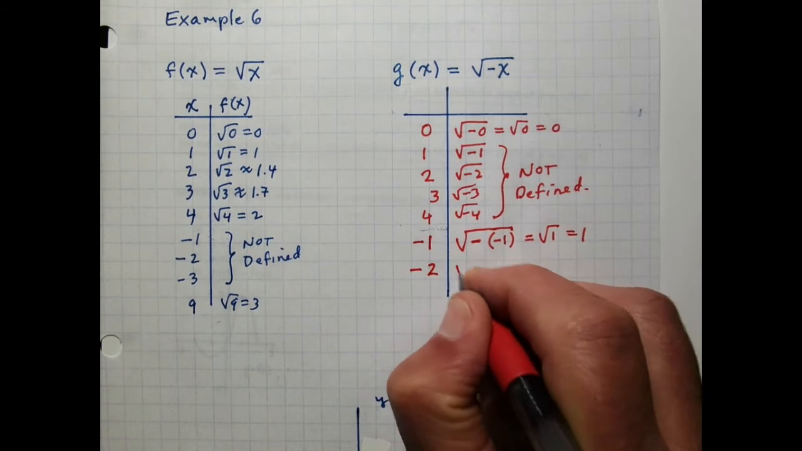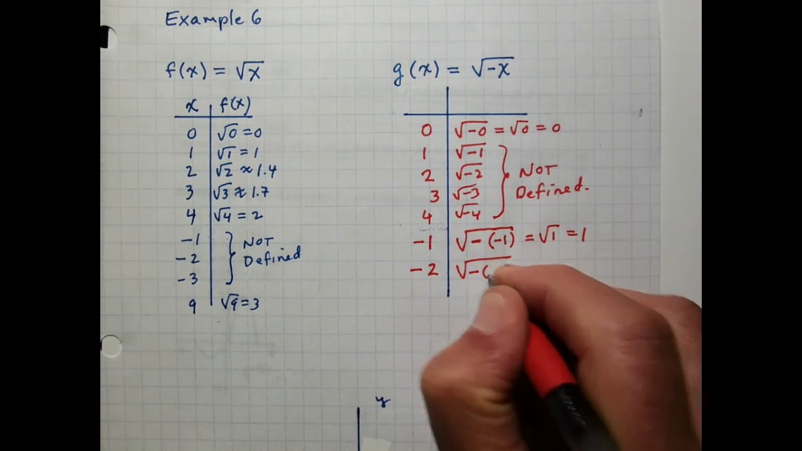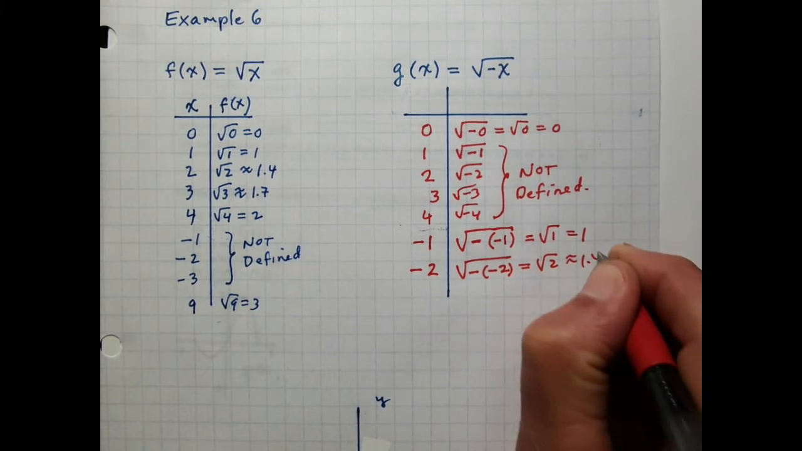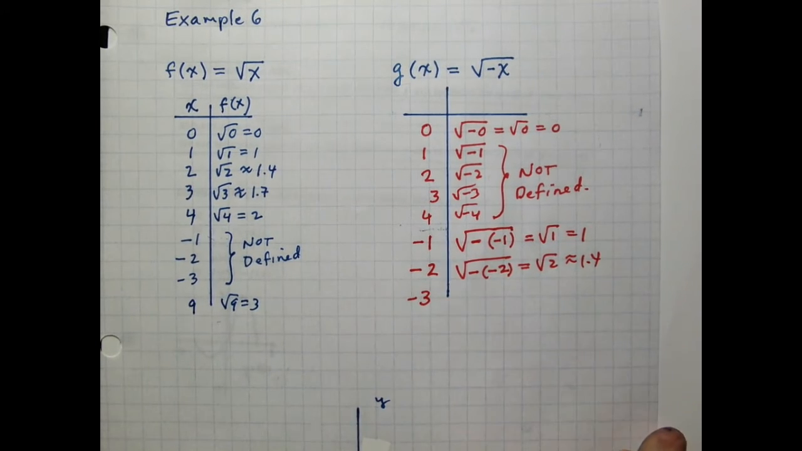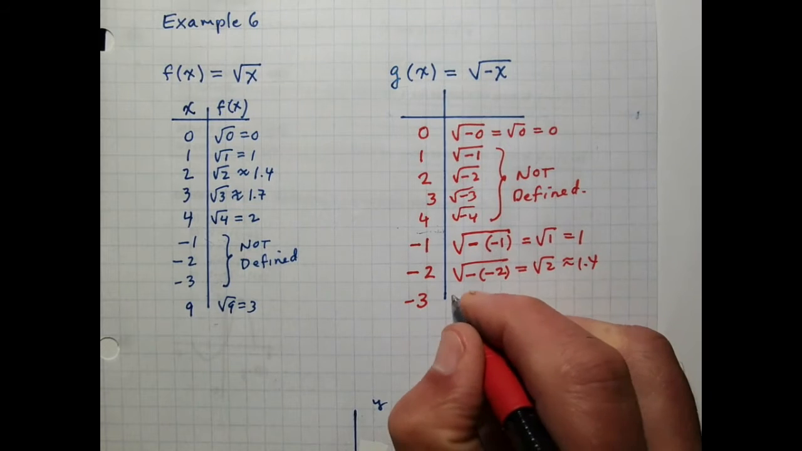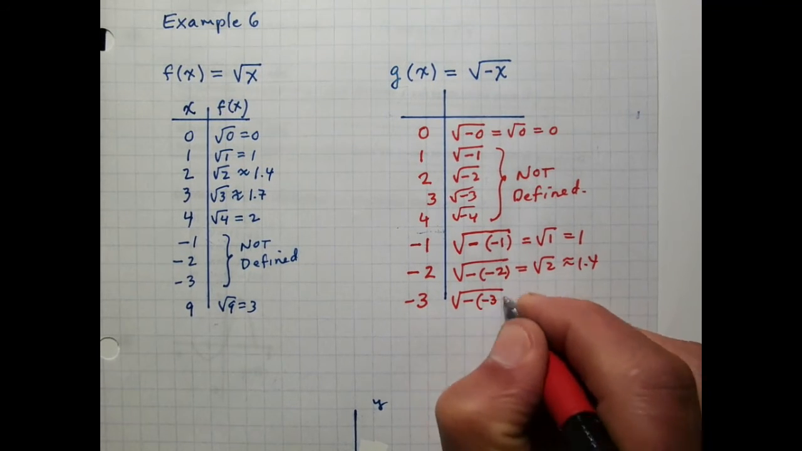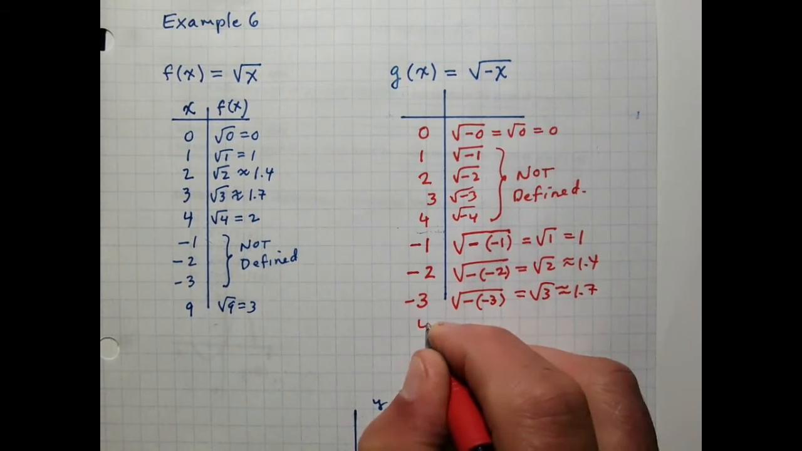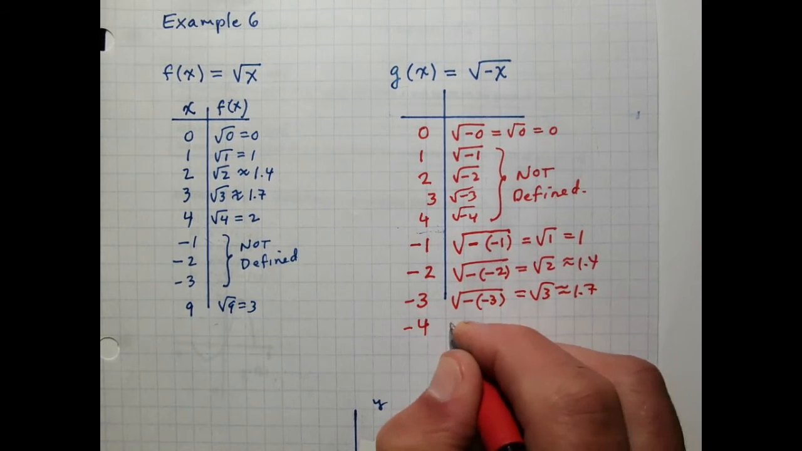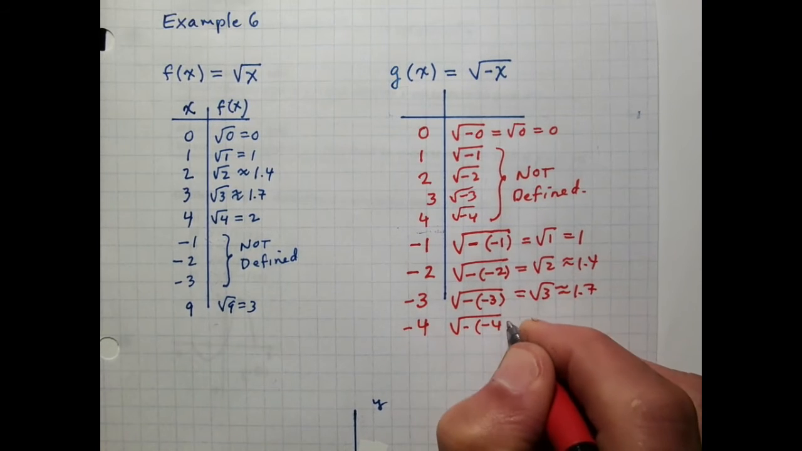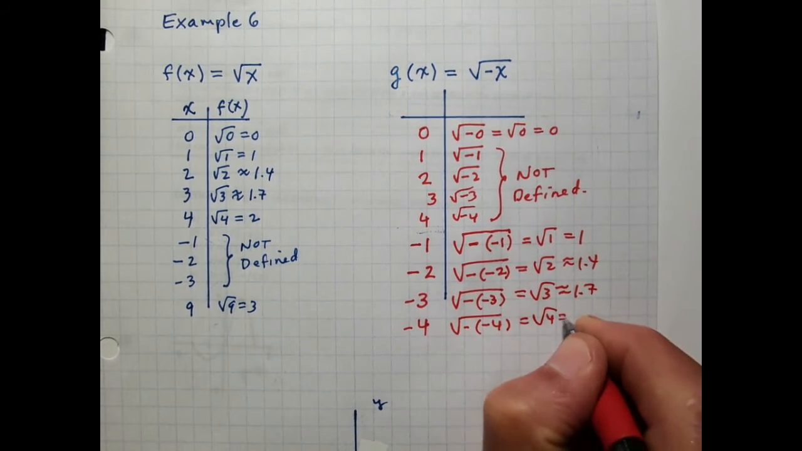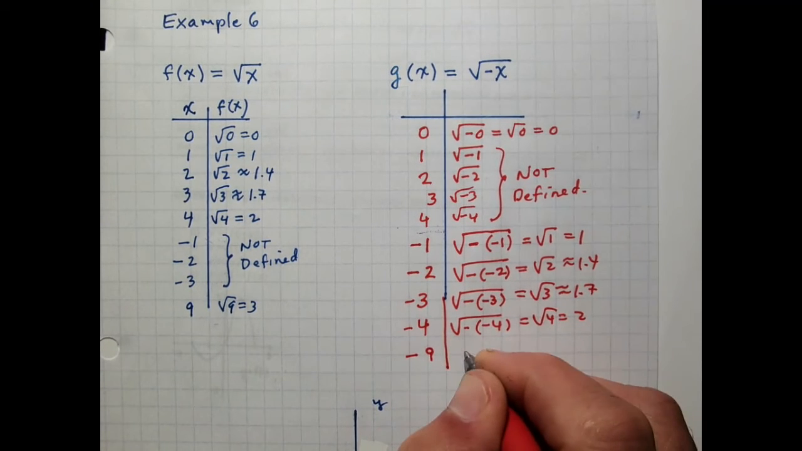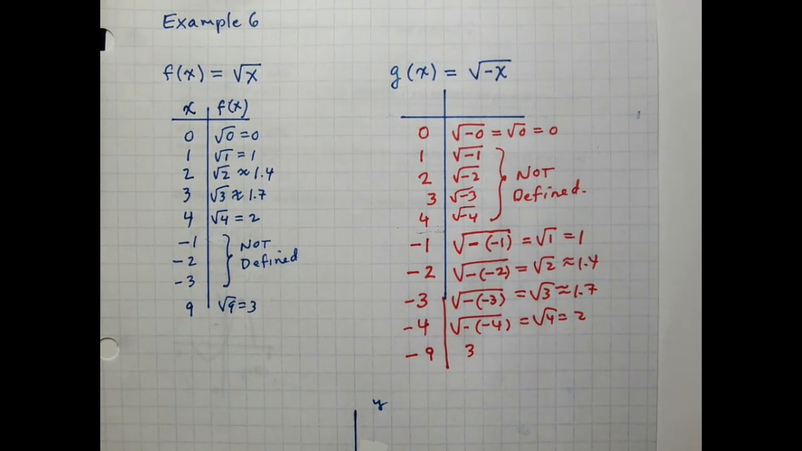If we plug in negative 2, we get the square root of minus a negative 2, square root of 2, which is about 1.4. So what you can do with this funny function g is you can plug in negative numbers. Negative 4 is going to be the square root of minus a minus 4, which is the square root of 4, which is 2. And guess what we're going to get at negative 9? I bet you can realize we're going to get positive 3 out of that.